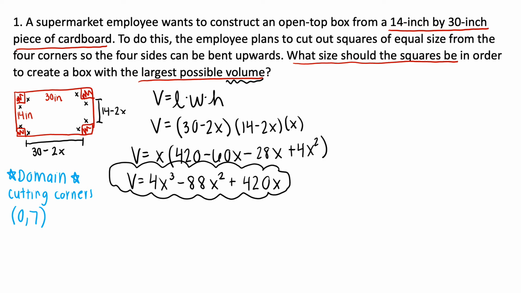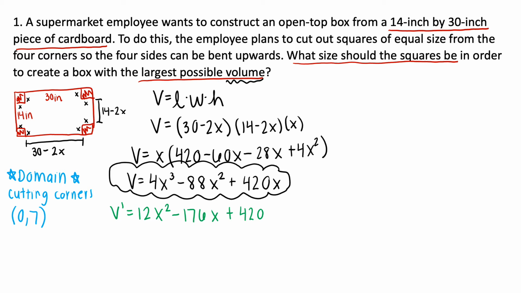So in order to maximize it, I'm going to go ahead and take the derivative. So v prime equals, using my power rule, 12x squared minus 88 times 2 would be 176, x to the 1 less power, which is 1, plus 420. This is where the real fun starts. We want to set this equal to 0 and solve.